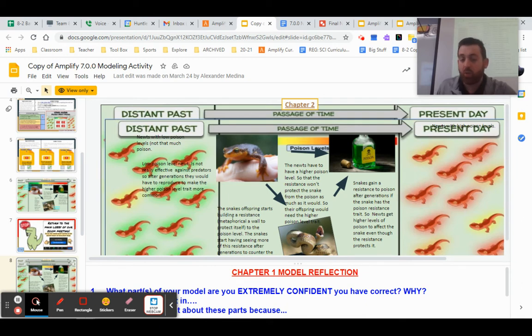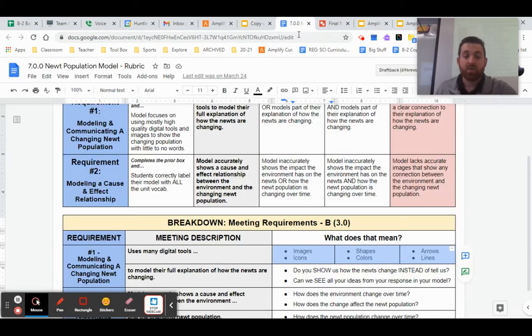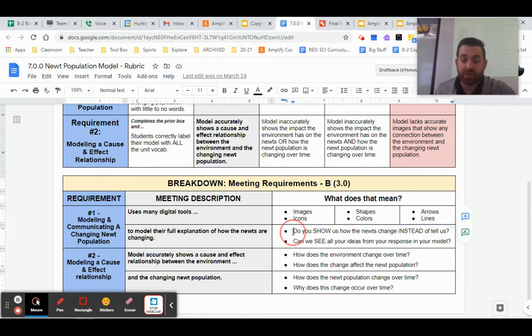Well, Mr. Regan, look at all the words. They help explain things. You're right. They do. But remember, this is a model. A model doesn't use a ton of words to explain. A model uses images, arrows, icons to show and connect ideas. So when we look at that, does this person show us instead of tell us? Can we see their ideas from their response? Well, let's take a look.